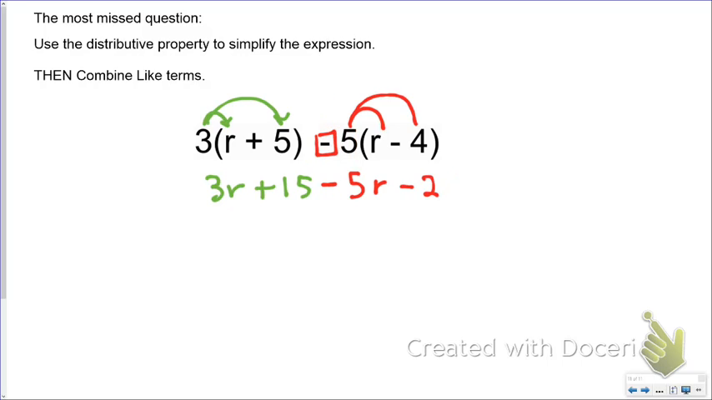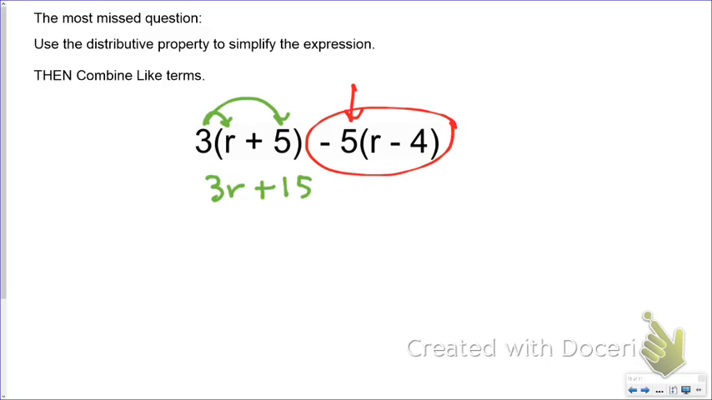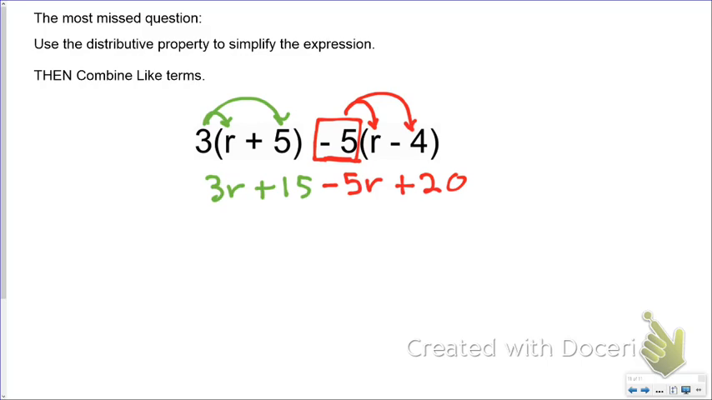So here's how we fix this. When you have a negative outside of a parenthesis attached to that constant, you have to think of this as a negative 5. Have to. You absolutely have to. So this is a negative 5 that's going to be distributed to the r. Negative 5 times r is negative 5r. Then this is a negative 5 being distributed to the negative 4. Negative 5 times negative 4 is a positive 20, because a negative times a negative is a positive.